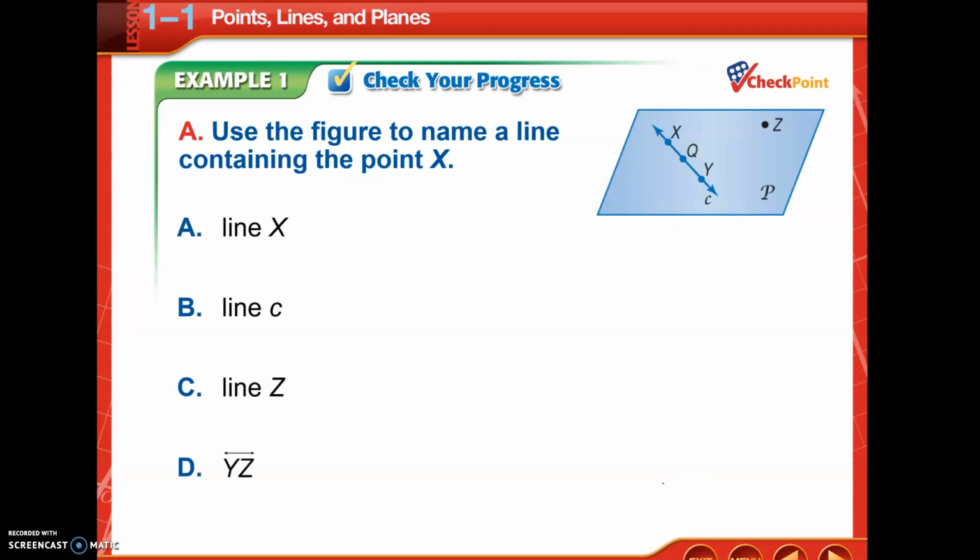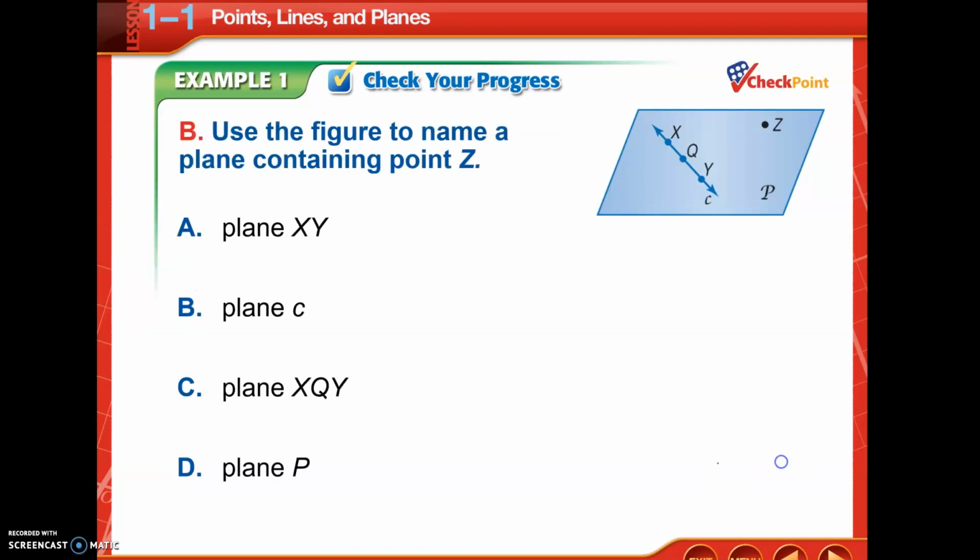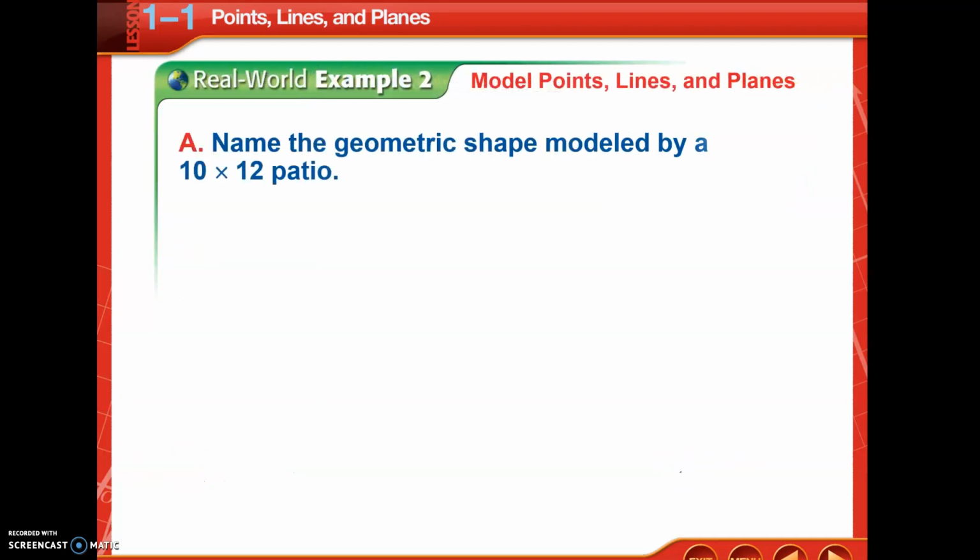So I would try these and then go back and check them and make sure that you've got an understanding of it. If not, you can always rewind and check things out again. But this would be line C. This would be plane P works.